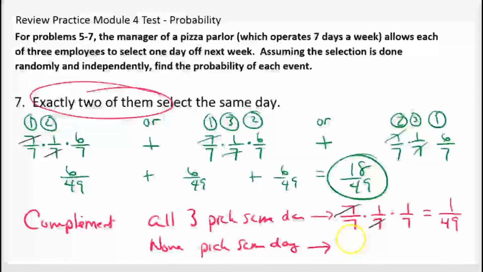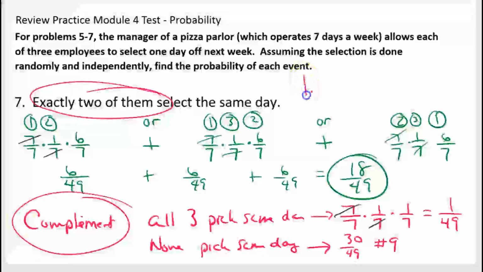So this was 30 out of 49. That was, again, question number 9. Now, what do you do when you find the complement? You do 1 minus. So 1 minus, that's all 3 pick the same day, which is 1 over 49, or none of them pick the same day. So I have to add 30 over 49.